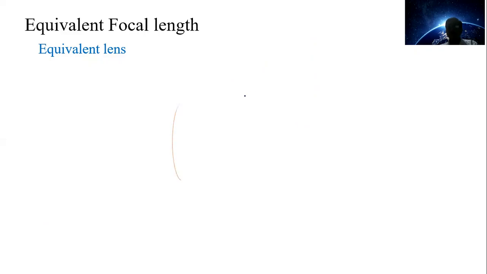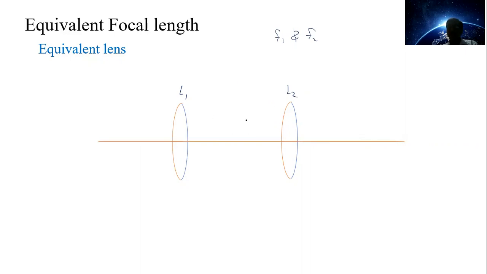Now let us consider here, for simplicity, the equivalent focal length of two lenses that we can obtain. Consider one of the lenses L1 and here another lens L2, and suppose their focal lengths are F1 and F2. Now, both the lenses are mounted coaxially, means their axis is the same here.